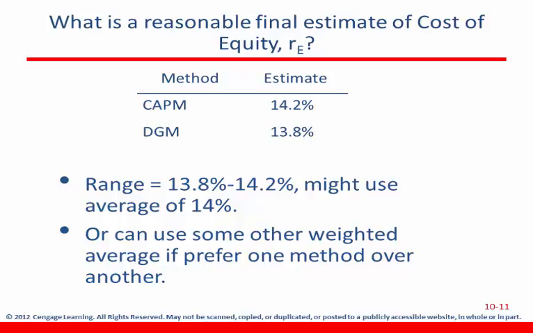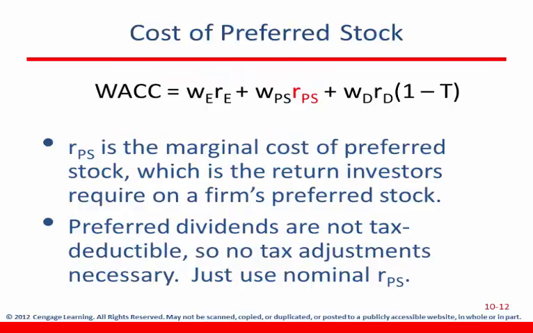In real life, though, you may weight one way more or the other, depending on which one you like best, right? A good example might be if you're not real sure about the dividends for a company, you may want to rely more on the CAPM. Or if you're not real sure about the beta for a company, you may want to rely more on the dividend growth model.